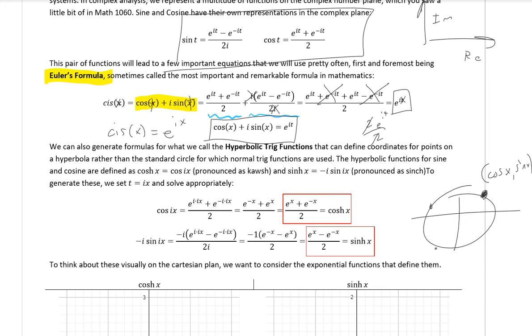But if we're dealing with a hyperbola instead, then we can also define the points using what are going to be called the hyperbolic trig functions.